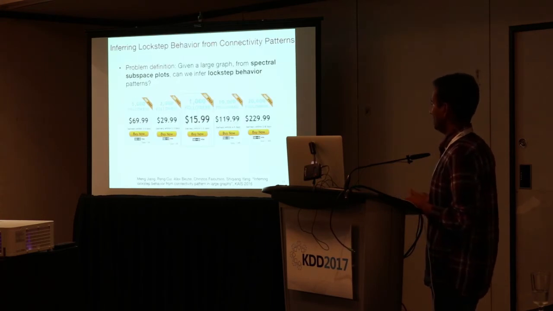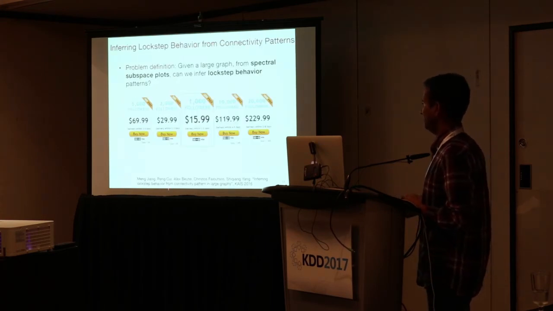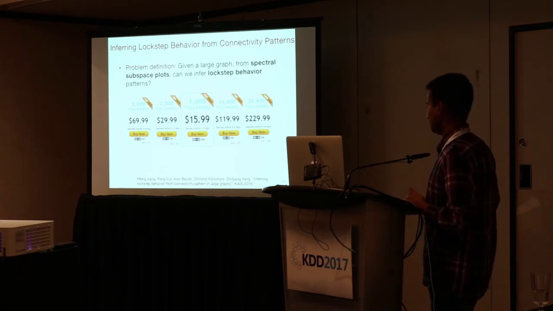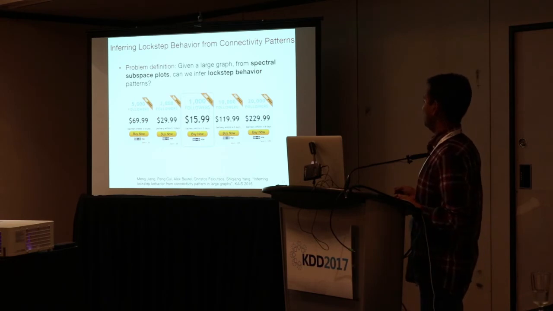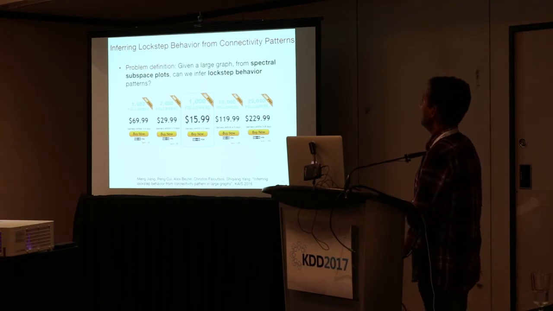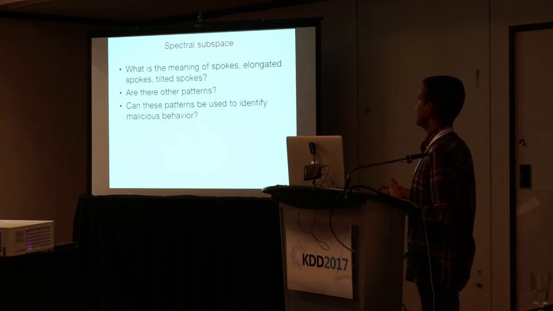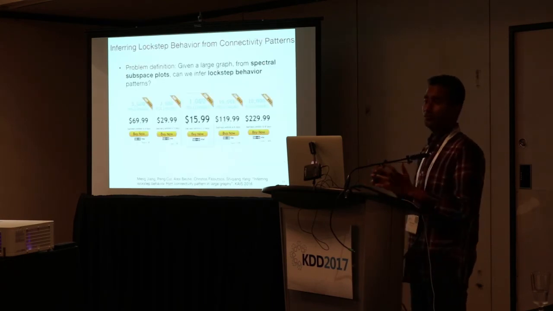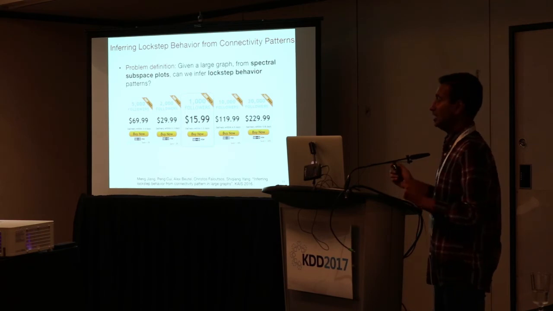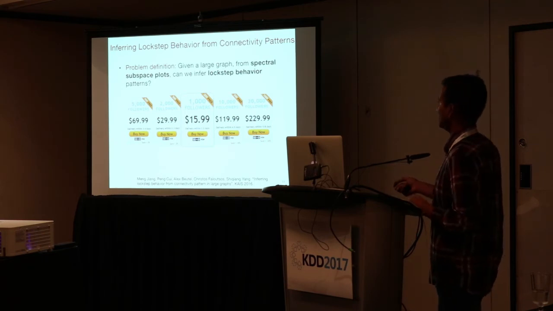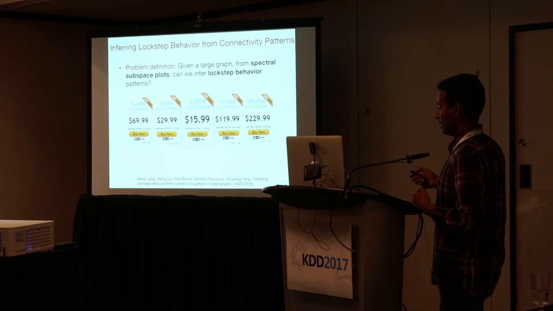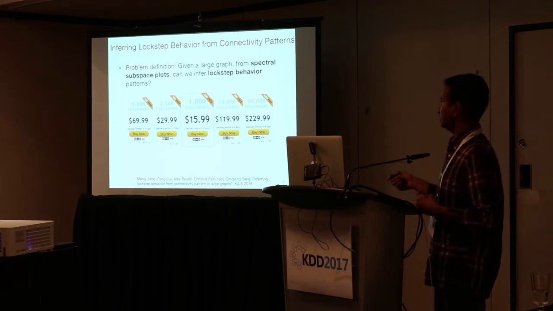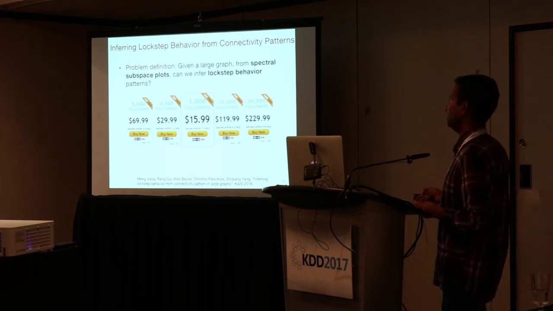So in a very recent paper by Meng Jiang, Peng Cui, Alex Beutel, Christos Faloutsos, and Shiqiang Yang from CAIS 2016, they looked at lockstep behavior, which is essentially a group of users that have similar behavior and perform similar actions. So given a large graph, can we use spectral algorithms to actually infer lockstep behavior?